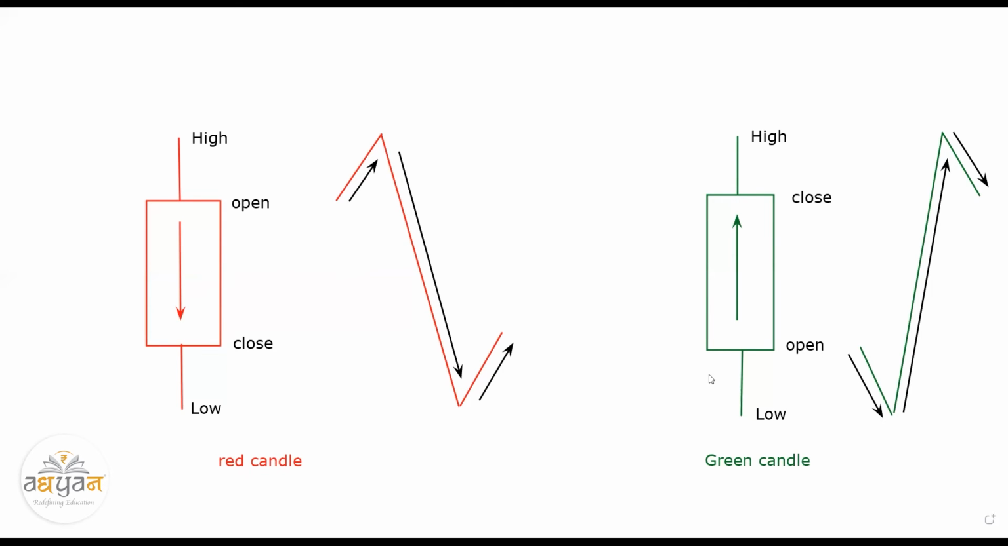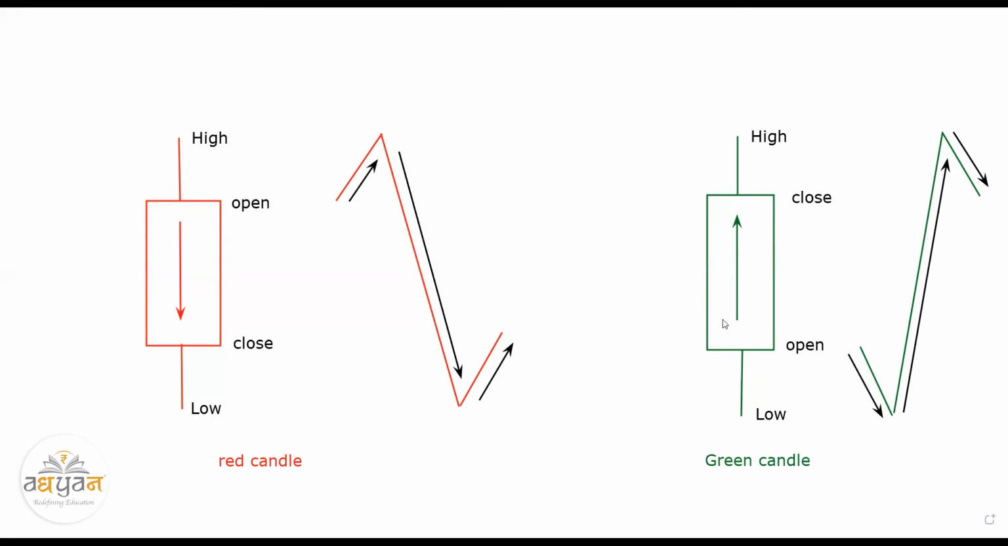Now let's understand the green candle. The green candle operates exactly opposite to the red candle. Let's say at 9:30 the price has opened at this point, and the market has reached a low of this price, the low price, and finally, if you can see the direction, the price is moving up. So it has moved up to a high of this wick and finally closed at this wick.